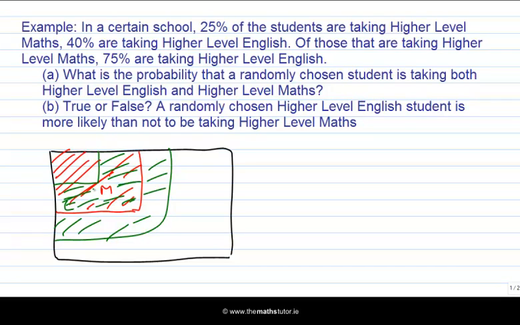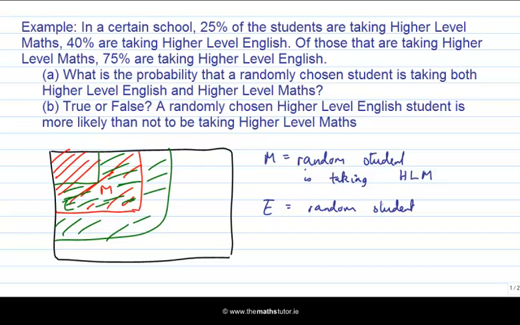Now, we'd also like to take this information and interpret it in terms of probabilities, because that's what we want to talk about in this lesson, is probability. Okay, so let M be the event that a random student is taking higher level maths. So I'll just write HLM for higher level maths. And so E is the event that a random student is taking higher level English. So HLE, higher level English.